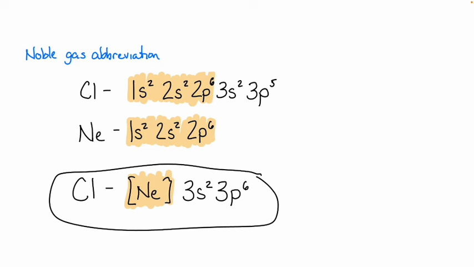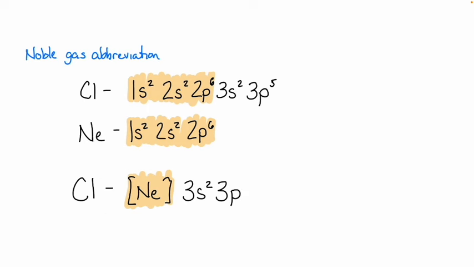What's up? Wouldn't that bottom one be 3p5? Yeah, sorry, my bad. It did not gain an extra electron there.